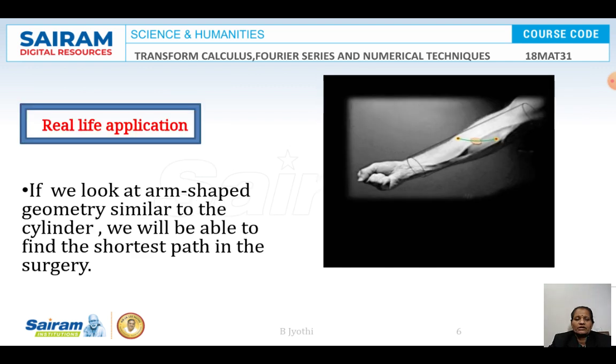So some more real life applications. If we look at arm-shaped geometry, similar to a cylinder, we will be able to find the shortest path in surgery. Actually, there are 2 points here you can observe in red color, and they have been connected with a line. It is actually in a curved shape, but in surgery, as far as possible, they will try to minimize the wound. Therefore, they will be finding the shortest path here.